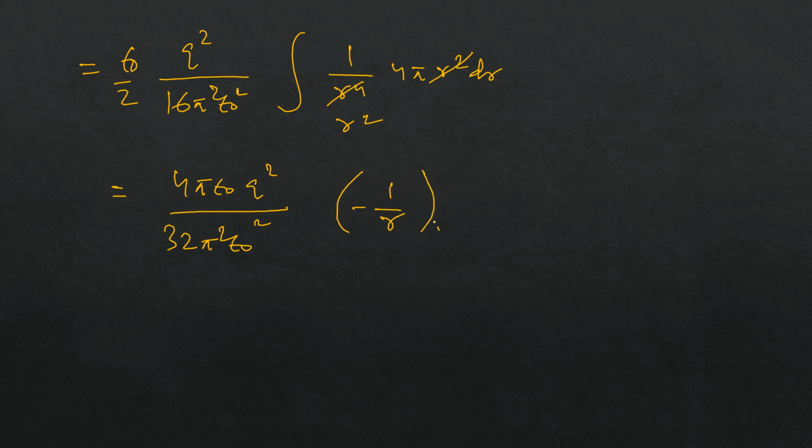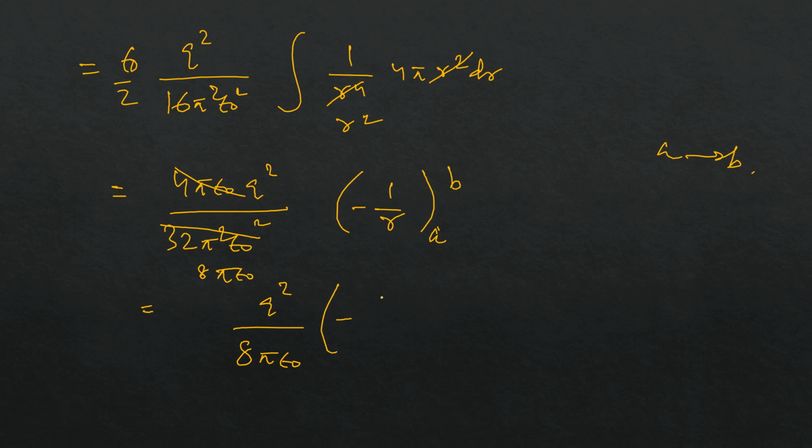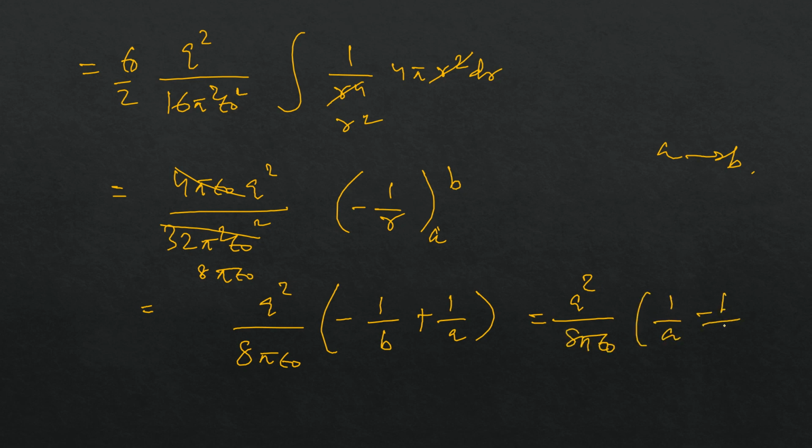What is the limit? A to b, isn't it? Because the electric field is between A to B. So this cancels out, 8 pi epsilon naught. So q square by 8 pi epsilon naught, minus 1 by b plus 1 by a. So that becomes q square by 8 pi epsilon naught, 1 by a minus 1 by b. Is that alright?